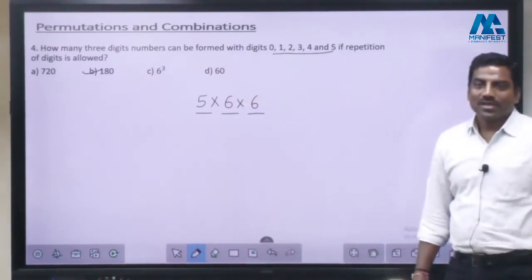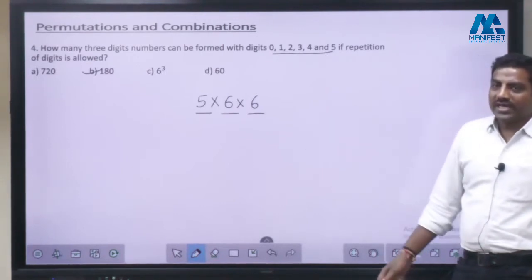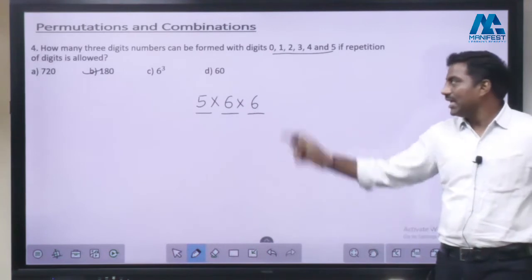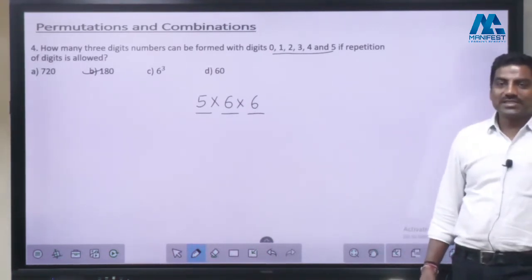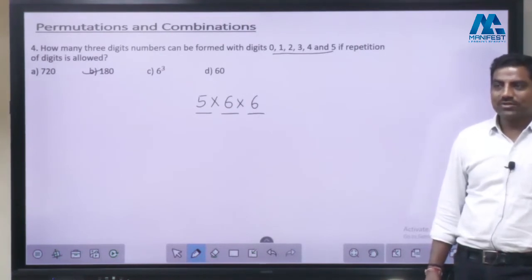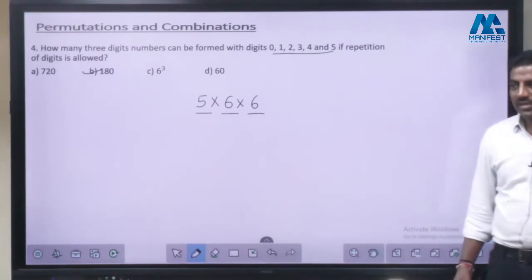Fine. Okay, in this question, if 0 was not there, and instead of 0 I give 6, what would have been the answer? 6 into 6 into 6? 6 cube. Yes? 6 into 6 into 6, because the repetition of digits is allowed. Yes? Next question.